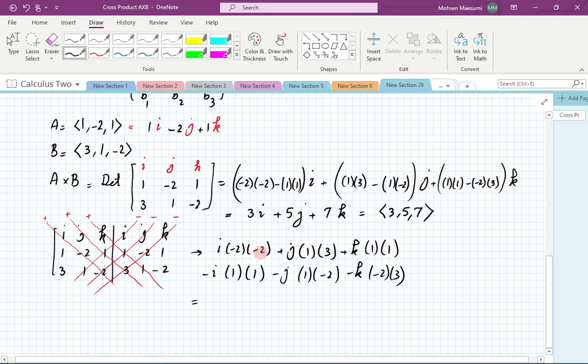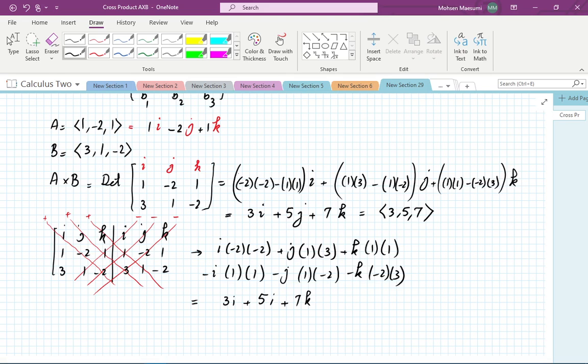Okay, so this is 4i minus i, so it becomes 3i. 3i plus 2i makes 5i. k minus 6k, so that's minus 7k, same thing that we got up here. So that is how to multiply it.